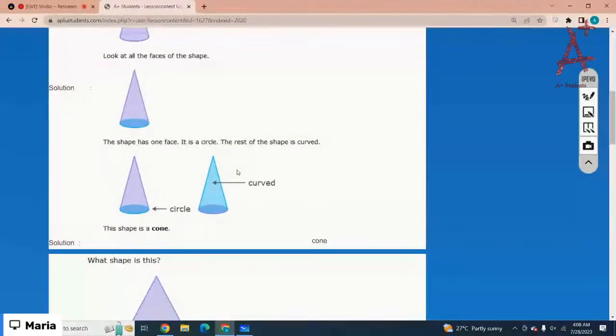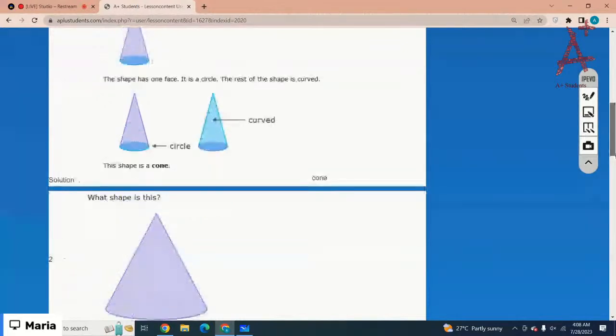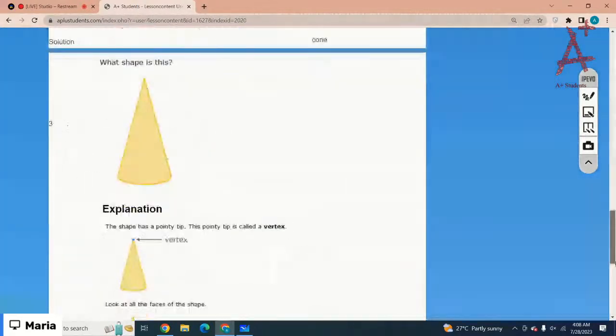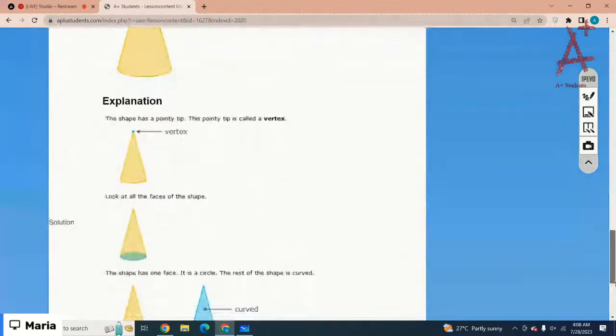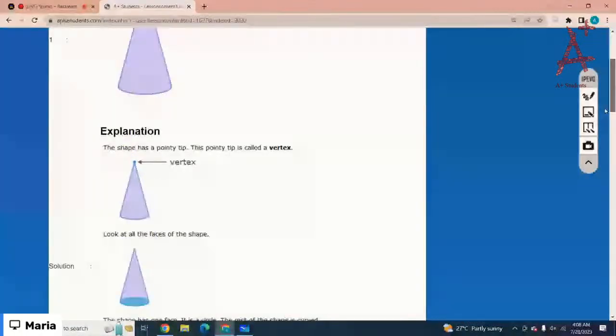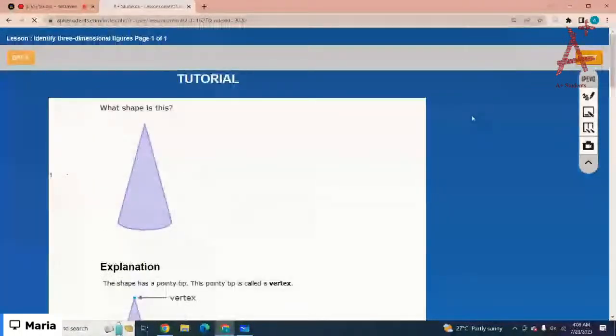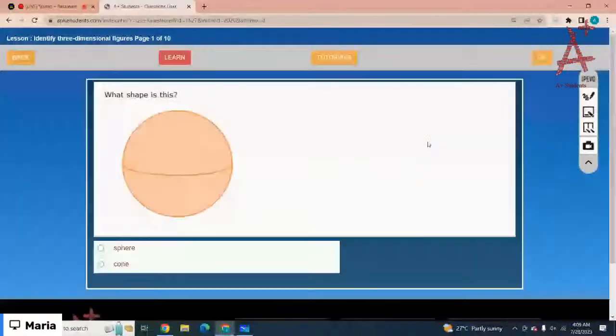Okay, the next one, what shape is this? And that is again a cone, right? Okay, the third one is again a cone. Let's just start with the practice questions. Okay, what shape is this? Sphere or cone? Which is the correct option?